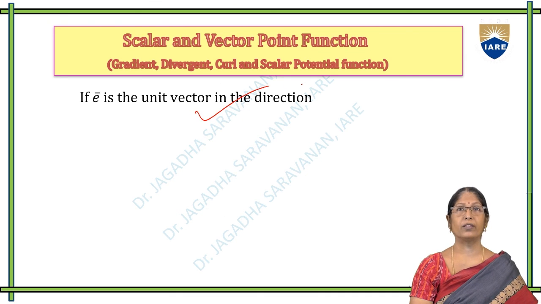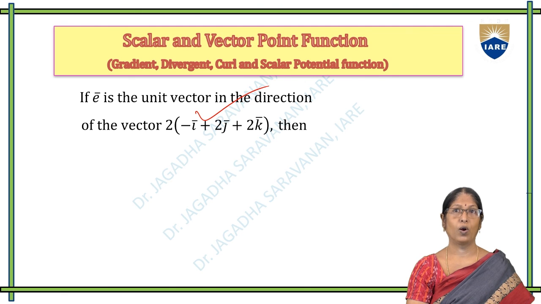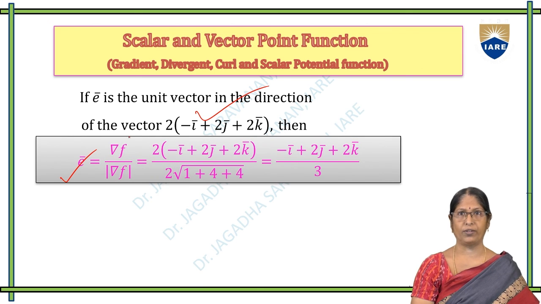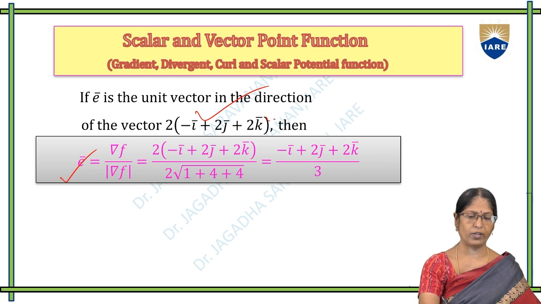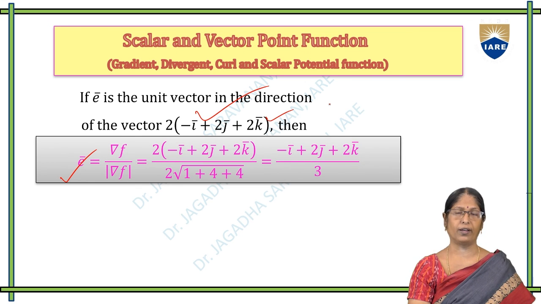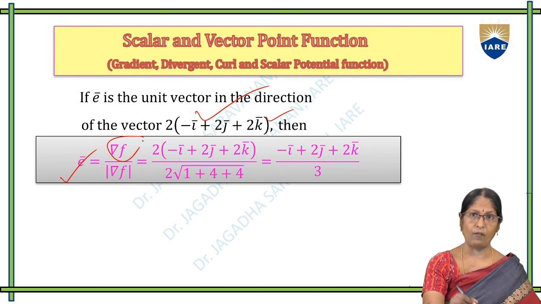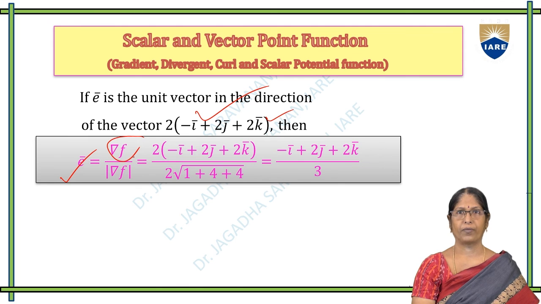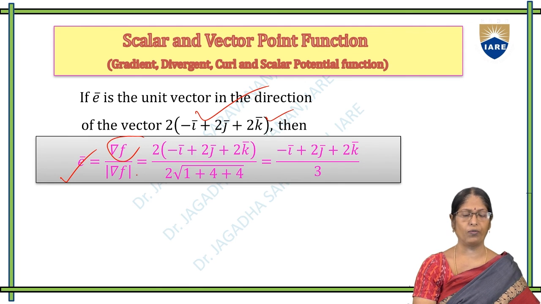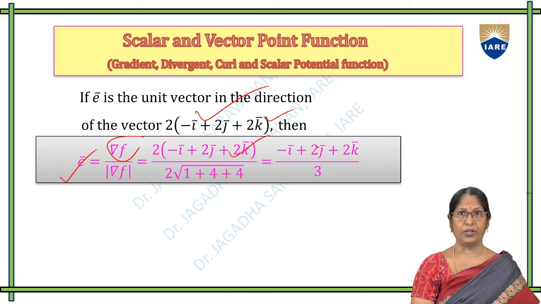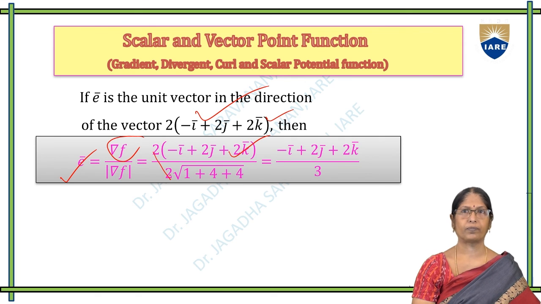If e vector is the unit vector in the direction of the vector minus i plus 2j plus 2k, then e vector equals, to convert it into a unit vector, the formula is the gradient of that particular vector f divided by the modulus of the gradient of that vector. This is the result we obtained, divided by the 2 as it is.